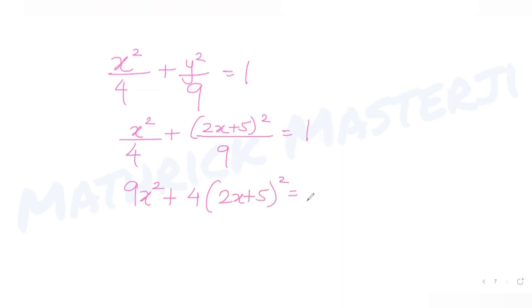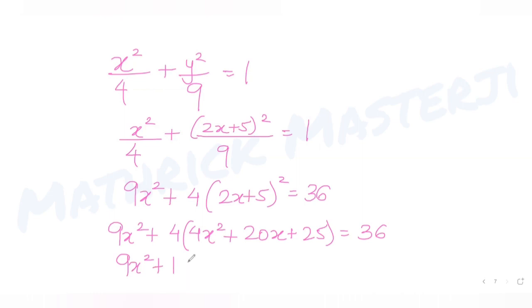So from here I get 9x square plus 4 times (2x plus 5) the whole square over 36 equals 1. So 1 into 36, which is 36. That gives me 9x square plus 4 times (2x plus 5) the whole square. So (a plus b) the whole square: a square, so 4x square, plus 2ab, so 2 into 5, which is 20x, plus b square, which is 25, equals 36. 9x squared, 16x squared, 80x, 100 equals 36. So from here I get 25x squared plus 80x plus 64 equals 0.